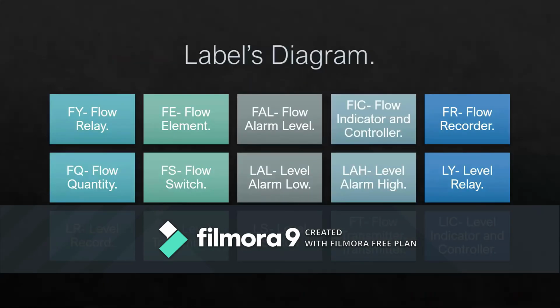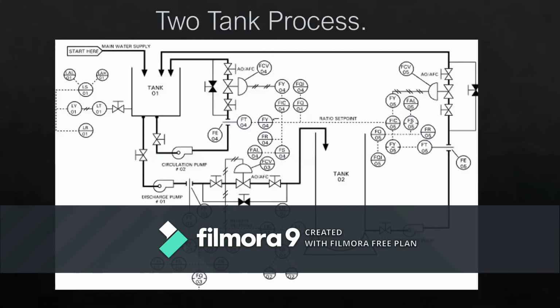These are the level diagrams that are found in the tank-to-tank diagram, and they are basically divided into flow or level variables. The diagram starts with the main water supply that goes into tank 1, and it has a first valve that goes into the level transmitter and the level relay that changes to an electric signal that goes to a level switch with a level alarm for low and high, and also to a level recorder.